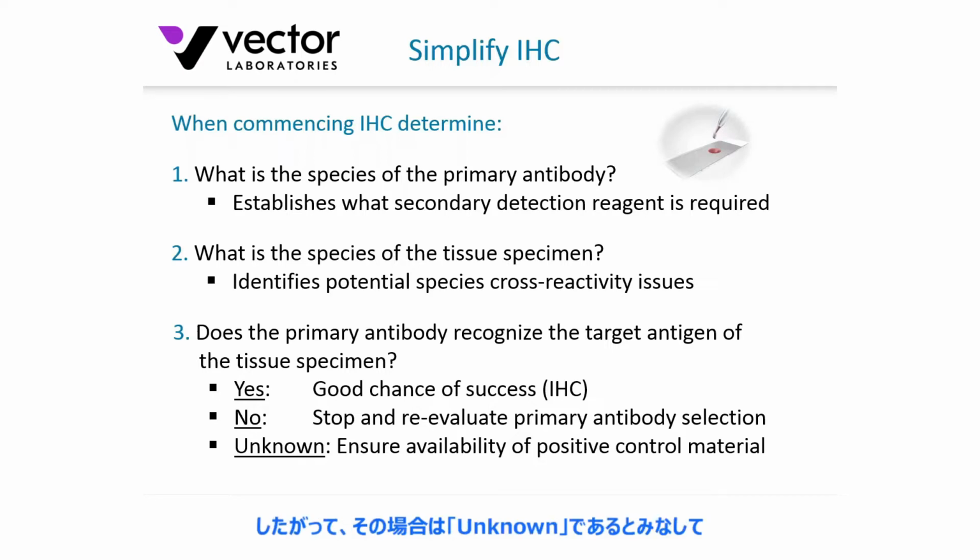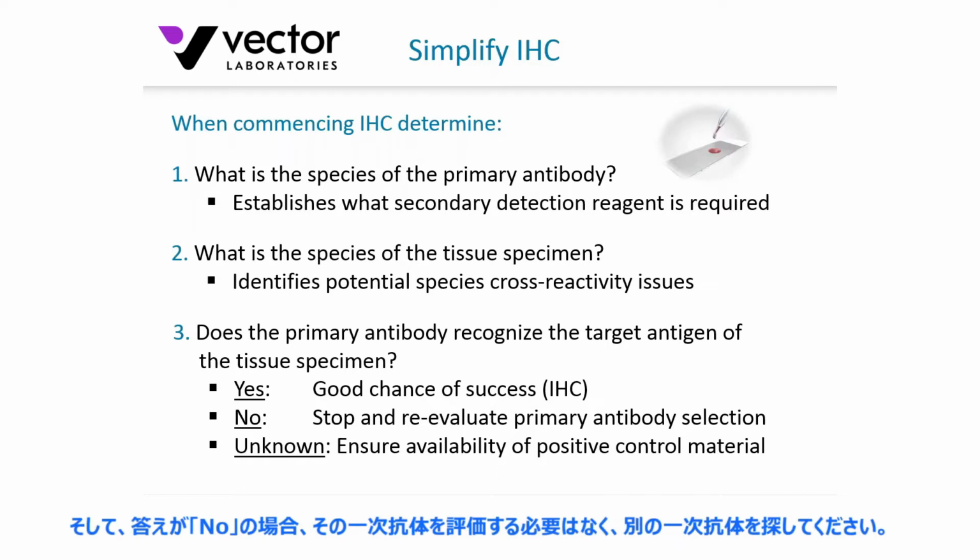So you may want to consider whether or not that would be regarded as an unknown, in which case you'd want to ensure the availability of positive control material you can run in parallel to make sure that you are getting adequate or appropriate staining. And certainly, if the answer is a dead stop no, you're going to have to reevaluate the primary antibody selection, go back to the drawing board, and pick another primary antibody that is known to work in that tissue specimen.